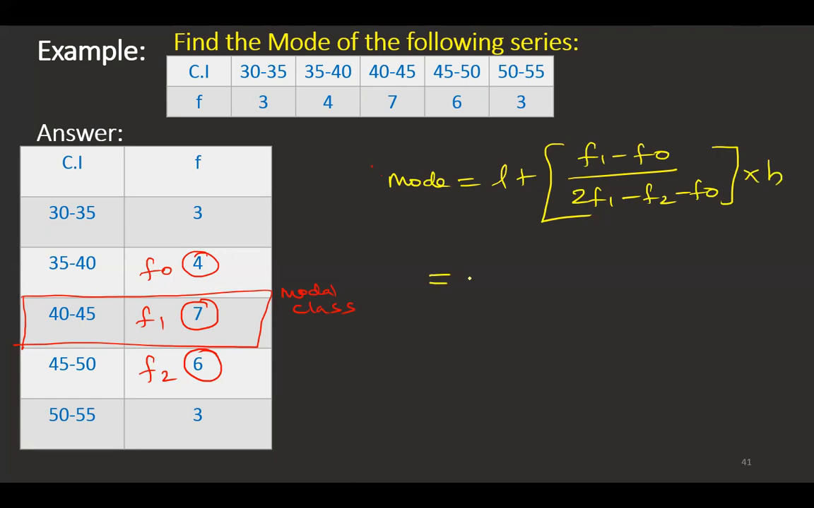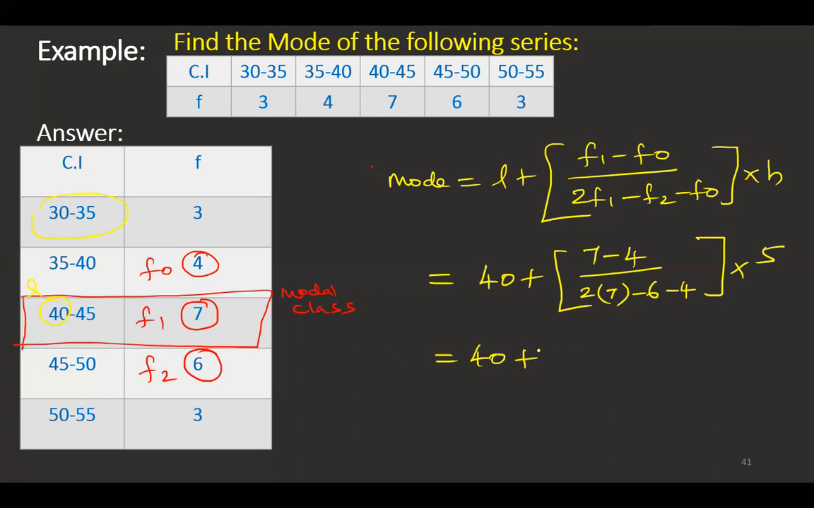So I'm going to substitute here. What is the lower limit? The lower limit is 40, so I'll call it L. So 40 plus, my F1 is 7, my F0 is 4, divided by 2 into, my F1 is 7 minus my F2 which is 6, minus F0 which is 4, then into 5. This is H, the class size, the difference between the class limits, which is 5.